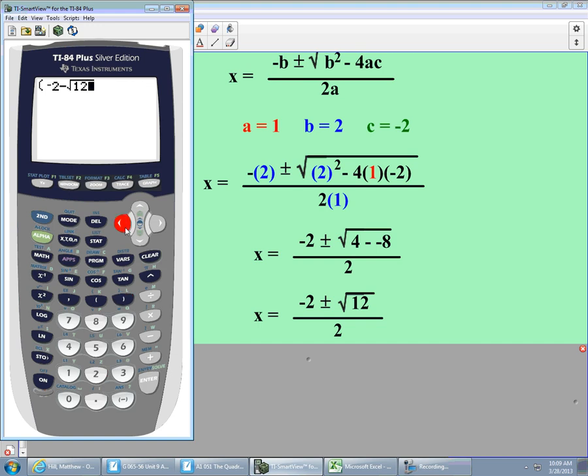Hang on a second. This calculator's kind of strange. There we go.